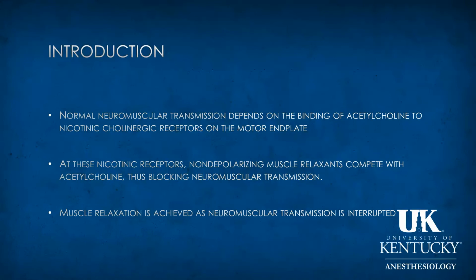Normal neuromuscular transmission depends on the binding of acetylcholine to nicotinic cholinergic receptors on the motor end plate. At these nicotinic receptors, non-depolarizing muscle relaxants compete with acetylcholine, thus blocking neuromuscular transmission. Muscle relaxation is achieved as neuromuscular transmission is interrupted.